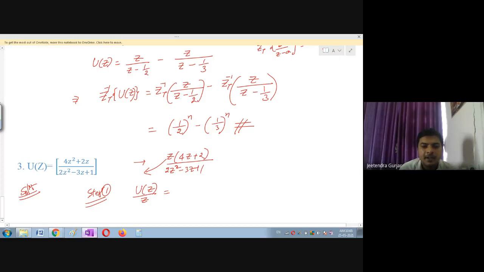See, first, if I take z outside, I will take it down here. So this is 4z plus 2 divided by 2z squared minus 3z plus 1. Now in the numerator you can see the order of z is 1, and in the denominator the order is 2. Then only can we apply partial fractions, or at least the orders must be equal. Either equal, or the denominator must have order larger than the numerator. So here it is done, so you can use the partial fractions.